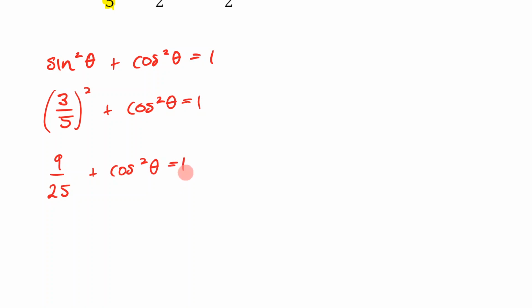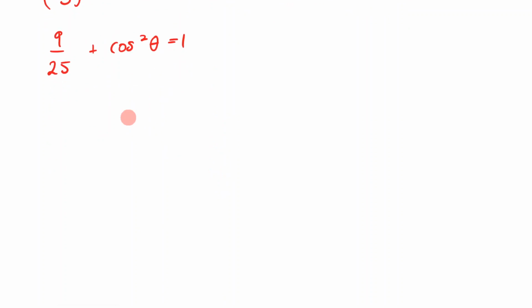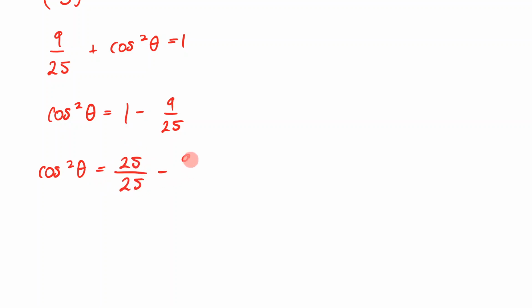Now, remember, the question is asking me to find what cos is. So let's now rearrange this so that cos is the subject. So cos squared of theta is equal to 1 minus 9 on 25. Cos squared of theta will be, if I make this have a common denominator, that will help with the subtraction, but some of us might be able to do the subtraction without doing that step there. You might be able to go straight to, this is 16 on 25.